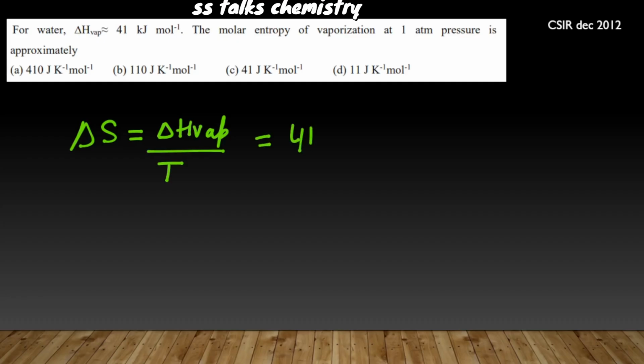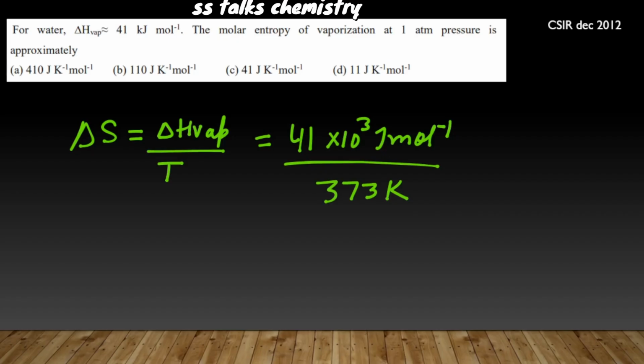Delta H of vaporization is 41 kilojoules, so 41 into 10 raised to the power of 3 joule per mole. Upon the temperature at which water boils. Water boils at 100 degrees centigrade, that is 373 Kelvin. So just solve this. You will get the value as 110 joules per mole per Kelvin. This is the value we will be getting. So that implies 110 joules per mole per Kelvin. Option B is the right answer here.